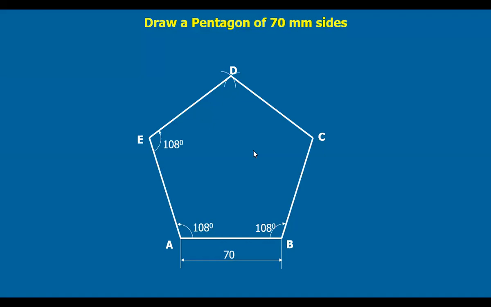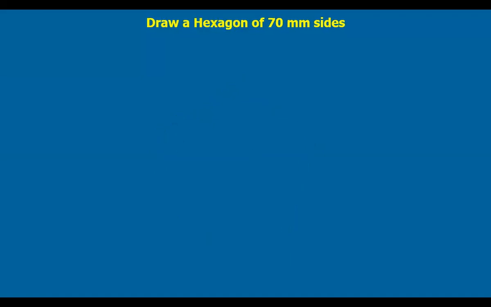Next, let us see the drawing of a hexagon of 70 mm sides. Take a line of 70 mm length, whatever the edge length given, maybe 50 mm, 70 mm, whatever it is. Now, you use the angle again. A hexagon is a six-sided polygon. The angle between any two sides is 120 degrees. So draw a line at 120 degrees, and on this, from B, mark 70 mm.